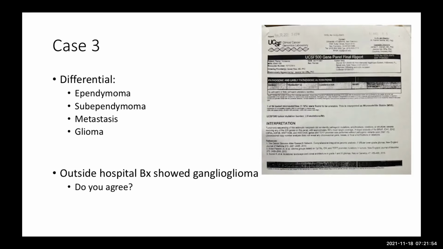So do you know what that is that they're looking at? I'll tell you what it says exactly. It's a UCSF 500 gene panel final report. Basically they do analysis of 500 genes on the tissue, but you have to be certain that the tissue is neoplastic first. That's the issue. Tissue is the issue. We always tell people that. It says that the interpretation is the tumor-only sequencing of this astrocytic neoplasm did not identify pathogenic mutations. Anyways, I've never seen that before.